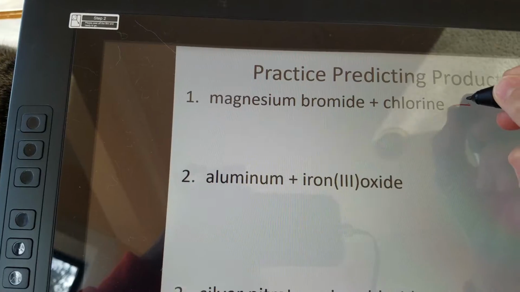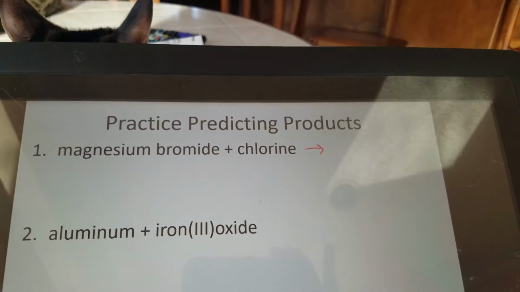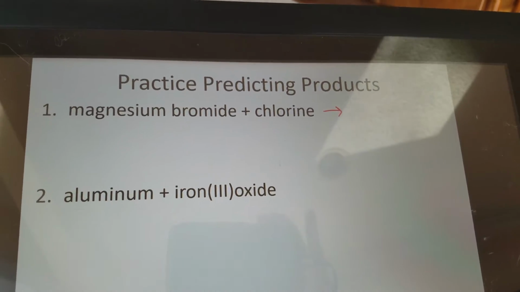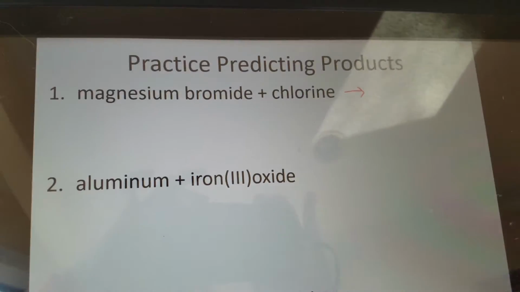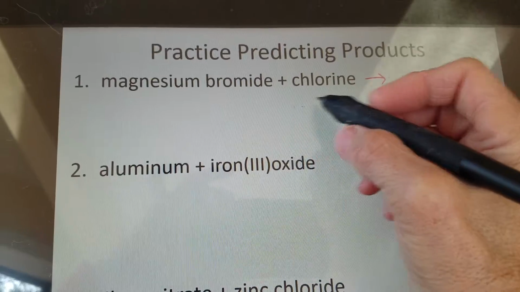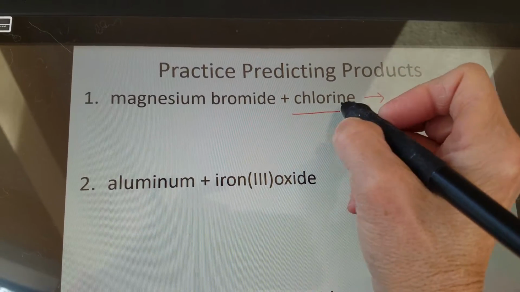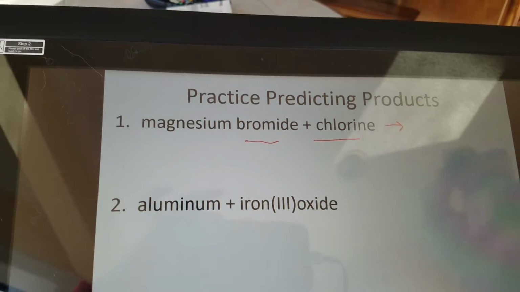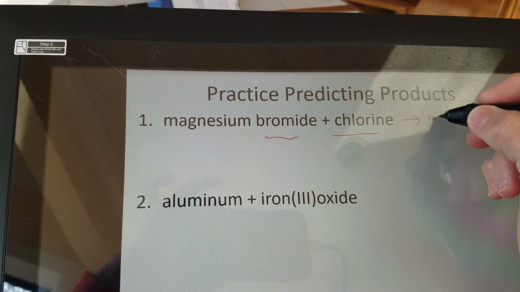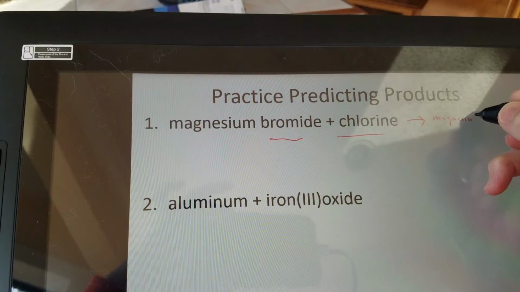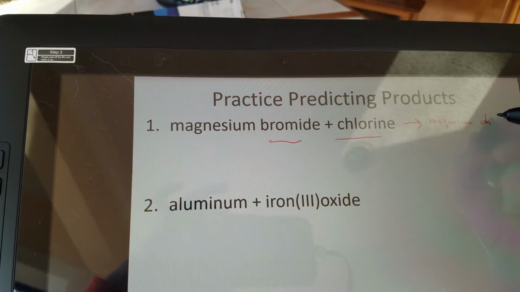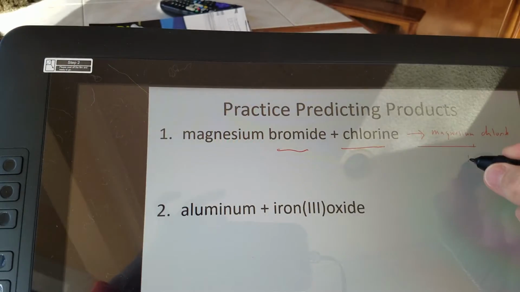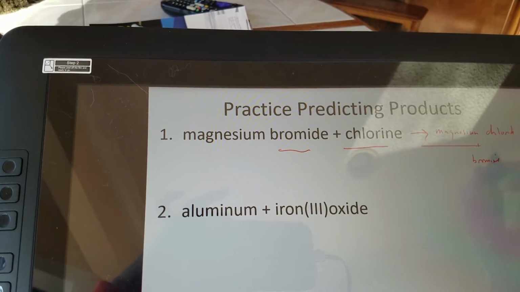I recommend that you write out in words what you're going to form, and then the rest is going back and working on writing your formulas for your compounds. So here we have magnesium bromide and chlorine. Chlorine is a nonmetal, so it's got to change places with the bromine. So on this side, I'm going to get the magnesium with the chlorine, so it's going to be a magnesium chloride since it's in the compound. And then bromine will come out and be by itself.